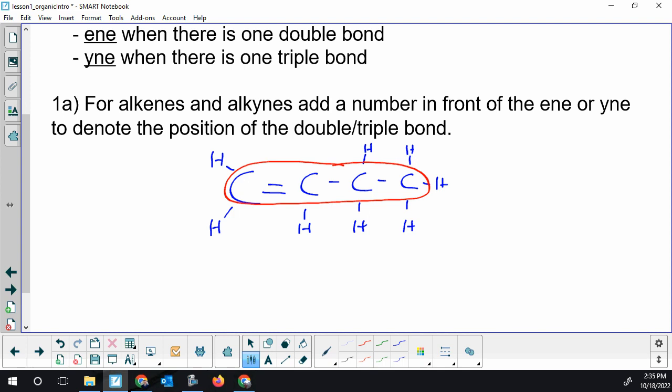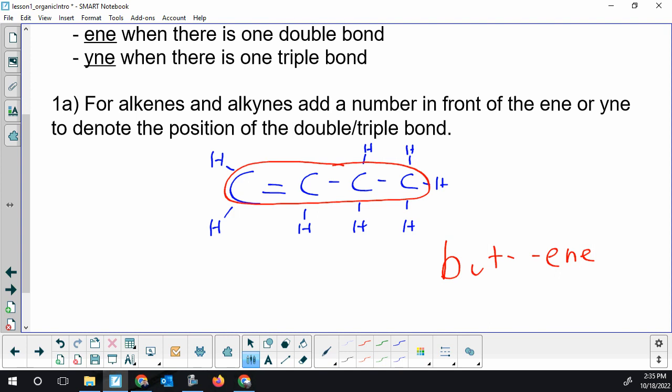So 4 carbons, what is that? We got meth, eth, prop, then but. So 4 carbons is but. Okay. We've got a double bond. We're going to have to leave some space for a number now. The double bond is a member of the ene family, not the ane family.